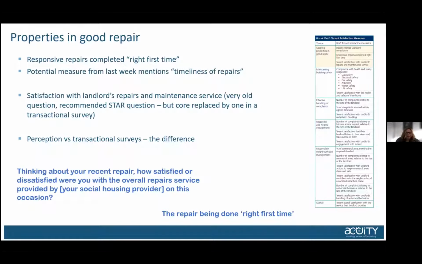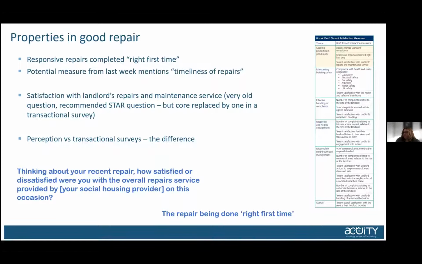Maybe that's a recognition around the fact that actually right first time does not work. It's difficult to measure and it's not always required. So that will be a positive thing, hopefully, if that one doesn't come in, and we may get something around that. I don't know.